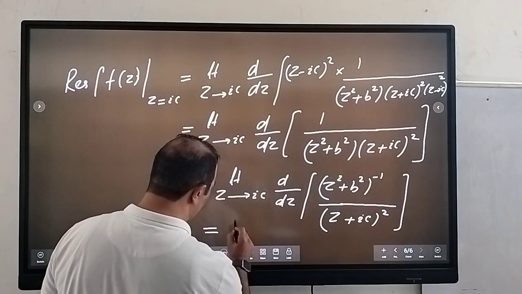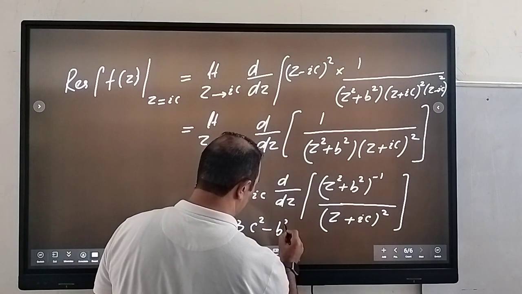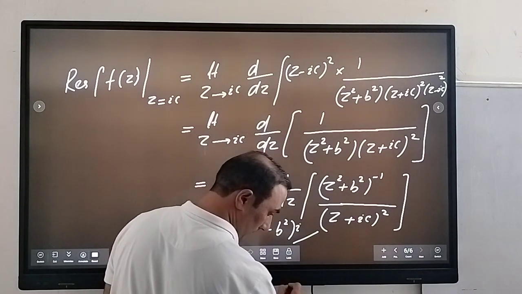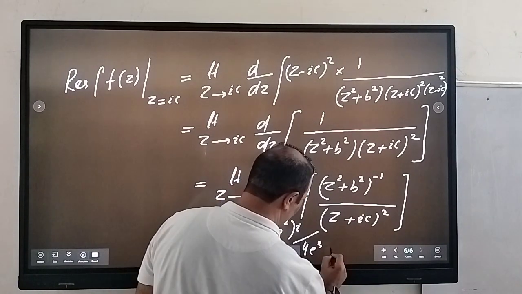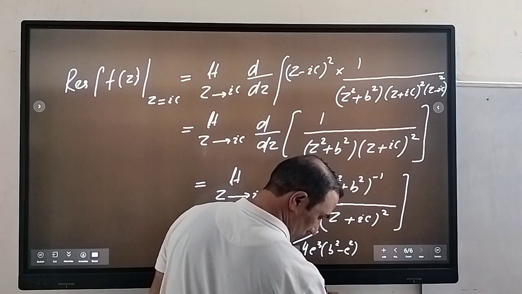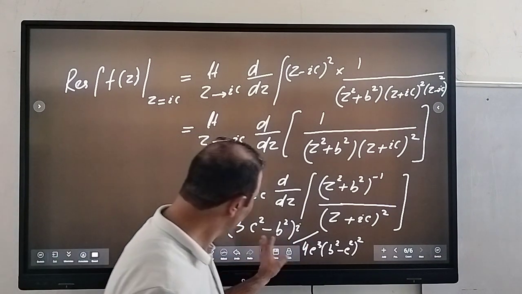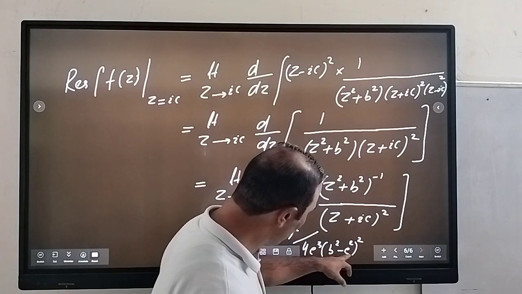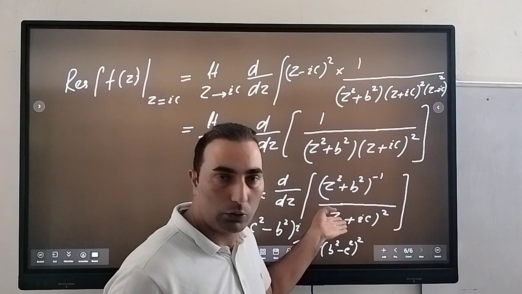What I get here is 3c square minus b square into iota, whole divided by 4c cube into b square minus c square whole square, right? So after differentiating this and then putting the limit z tends to iota c, we will get this.